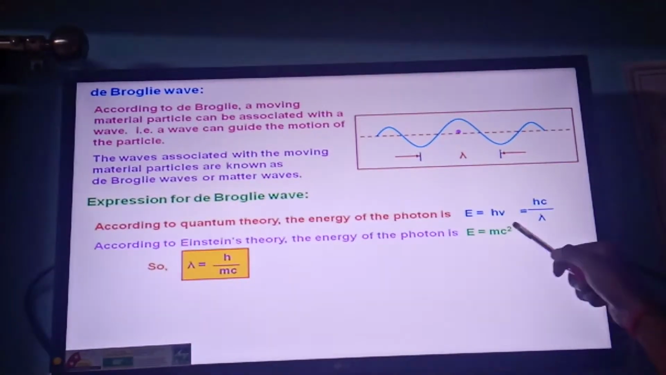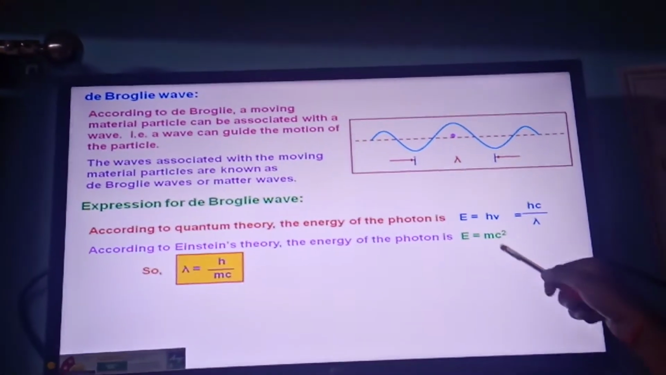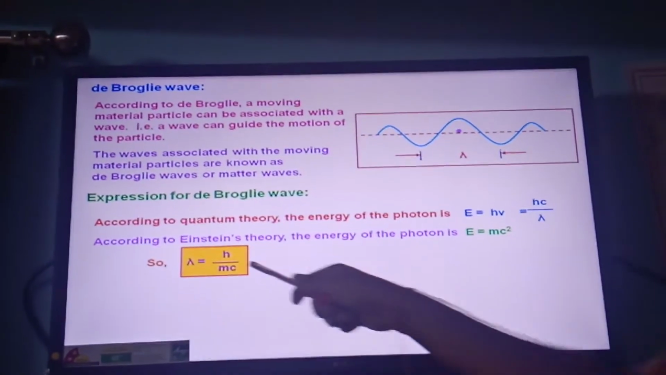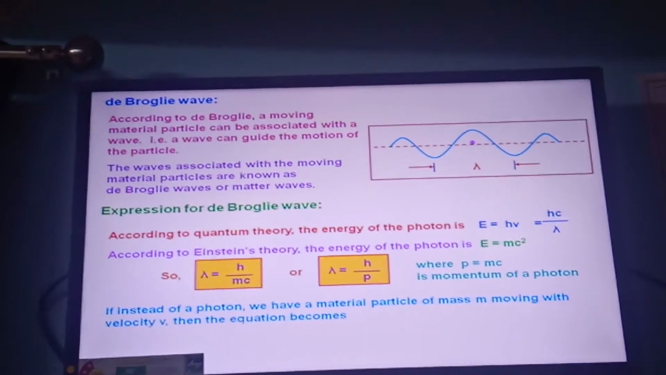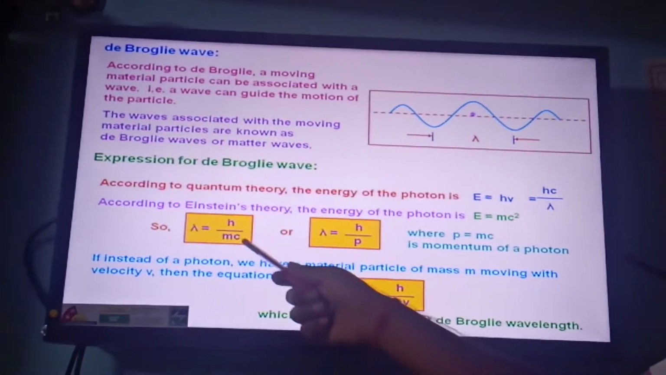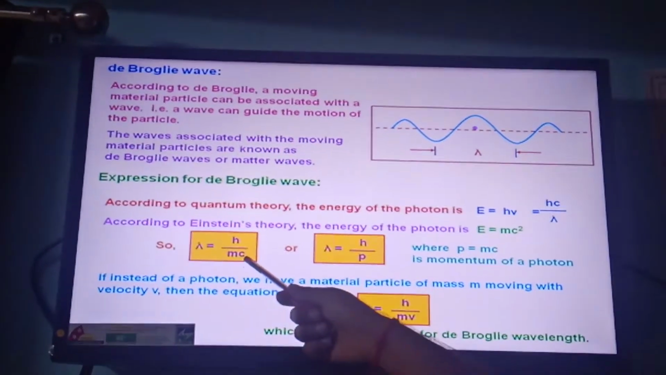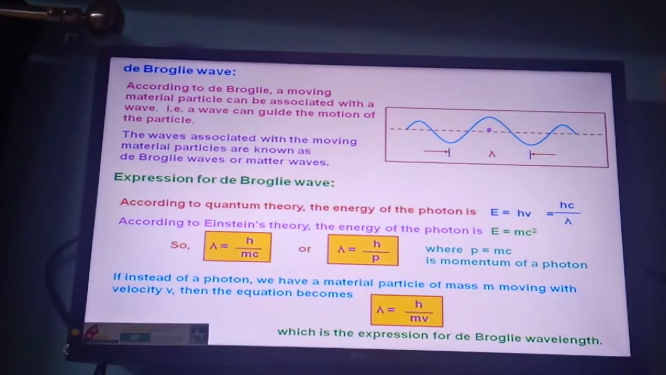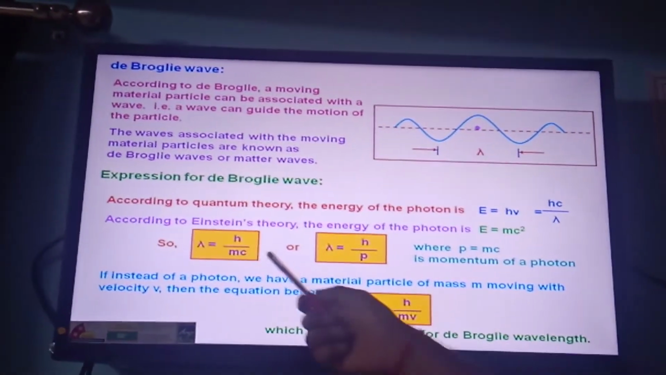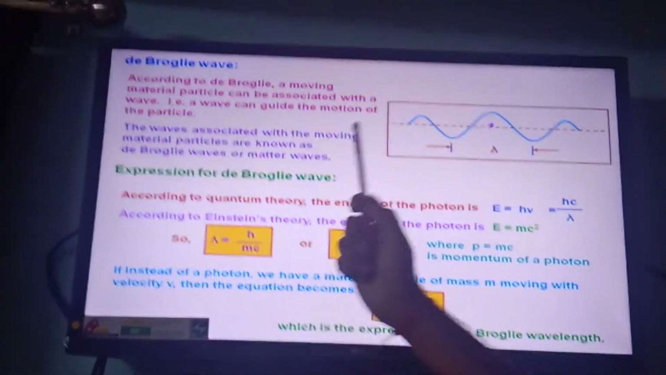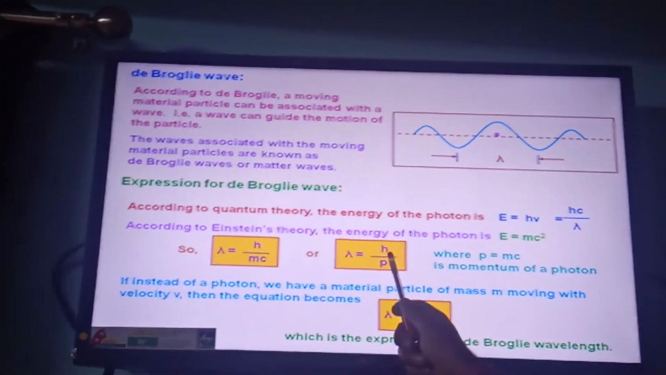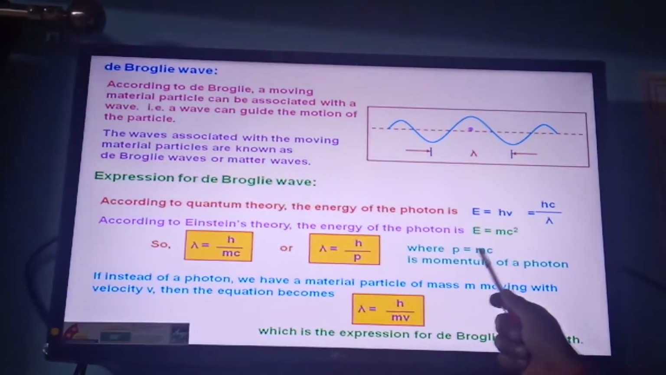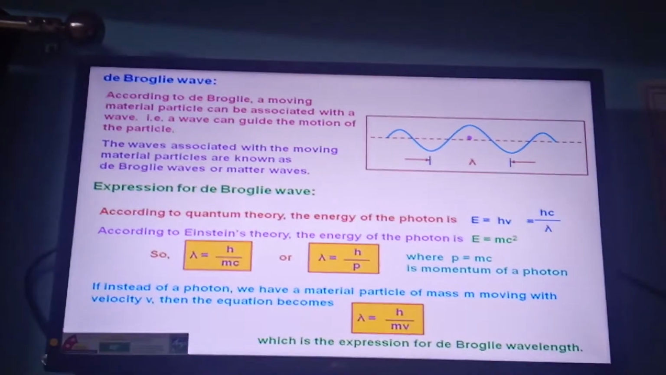So from here c and c cancel out, we get mc equals h upon lambda, and lambda equals h upon mc. Here m is the mass of photon, c is the speed of light, h is the Planck's constant. Momentum is equal to mass into velocity. So here this is the mass of photon, this is the velocity of photon. That's why this is the momentum of the photon, represented by p. Here p equals mc, that is the momentum of a photon.